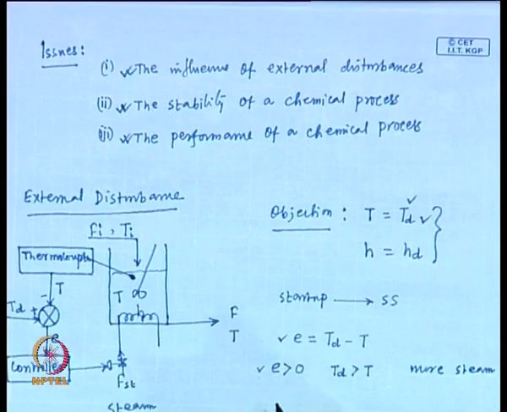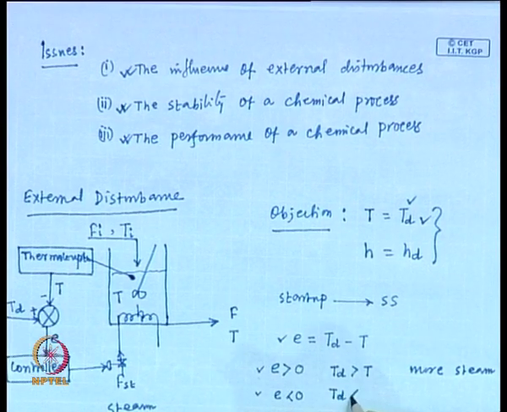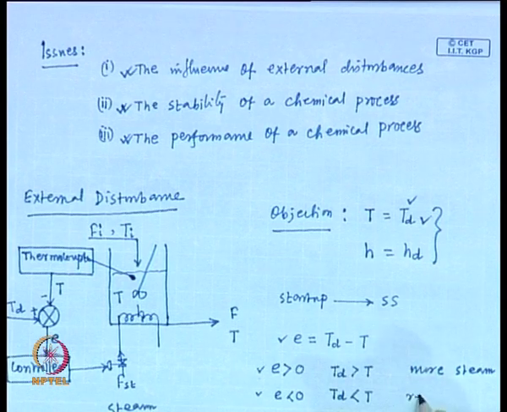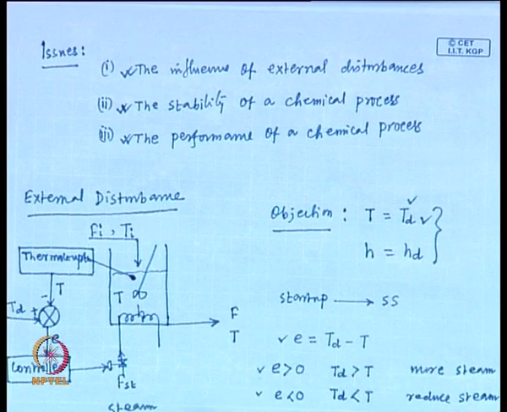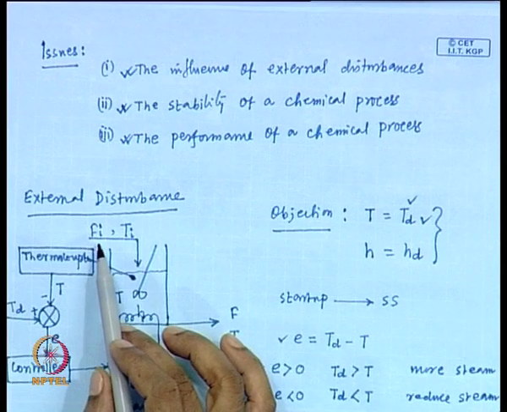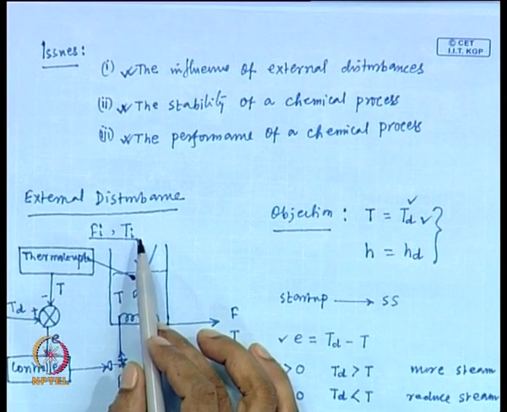This is one case. Similarly, if error is less than 0, in that case the situation is just opposite. I mean T d is less than T, that means the controller should reduce the steam flow rate. Now, we have to introduce this fact in terms of the disturbance. Here the disturbance is basically the feed flow rate and temperature.